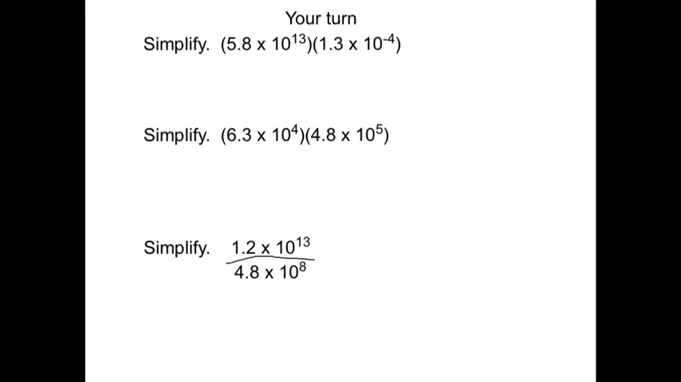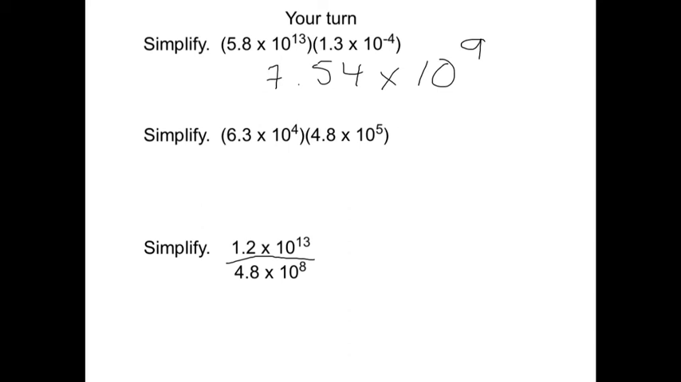So I do the first problem. I multiply the numbers in front, 5.8 and 1.3, and I get 7.54. I keep my 10 the same. It's a multiplication problem, so therefore I add my exponents. So my number in scientific notation after I multiply 5.8 times 10 to the 13th and 1.3 times 10 to the negative 4th is 7.54 times 10 to the 9th. In this case, I'm done. 7.54 is between 1 and 10, and 10 to the 9th is a perfect power of 10.